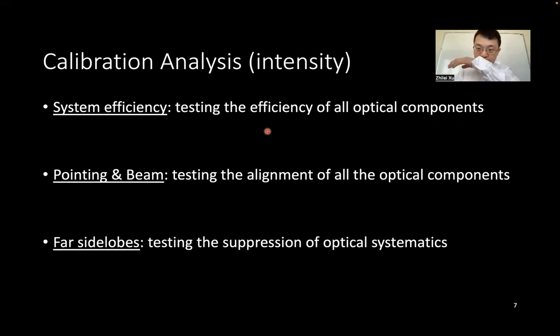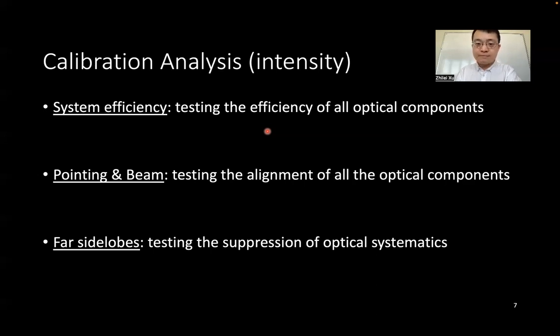And then another thing, especially important for CMB experiments, is the far side lobes. We need to test the suppression of optical systematics, because that's for the very precise CMB measurement. We don't want any signal leaking from the far side lobes into our signal. That will confuse us in measurement. In the instrument design, we implemented several rounds of optical systematics design, but it is the final on-sky measurement that will give us the answer whether these designs are valid and sufficient in terms of suppressing optical systematics. So these are 3 things: system efficiency, pointing and beam, and far side lobes.